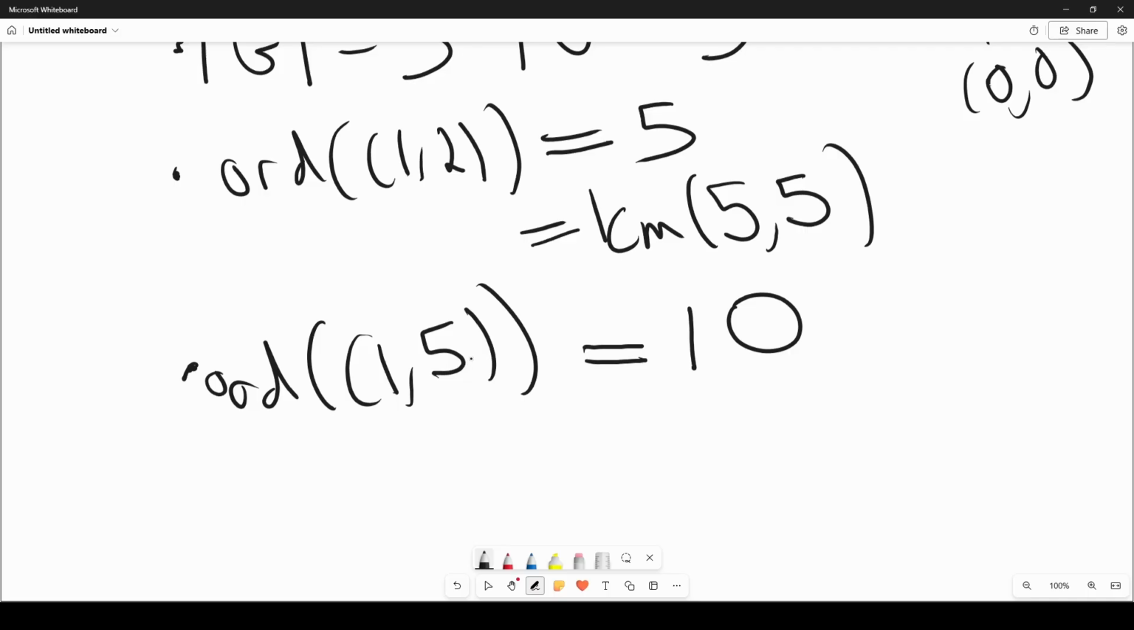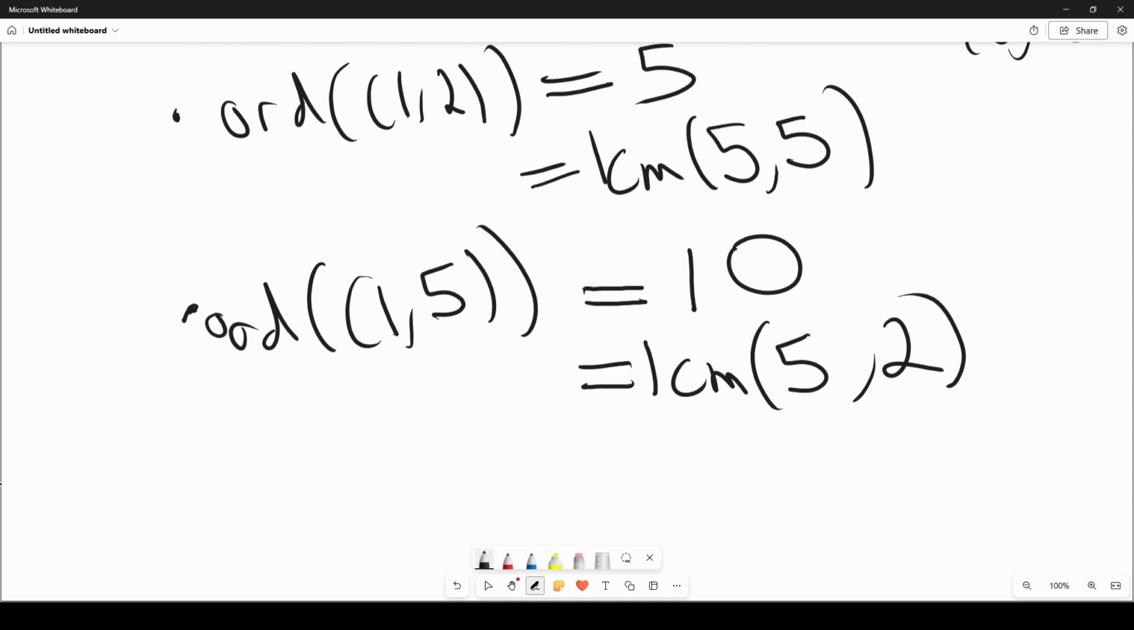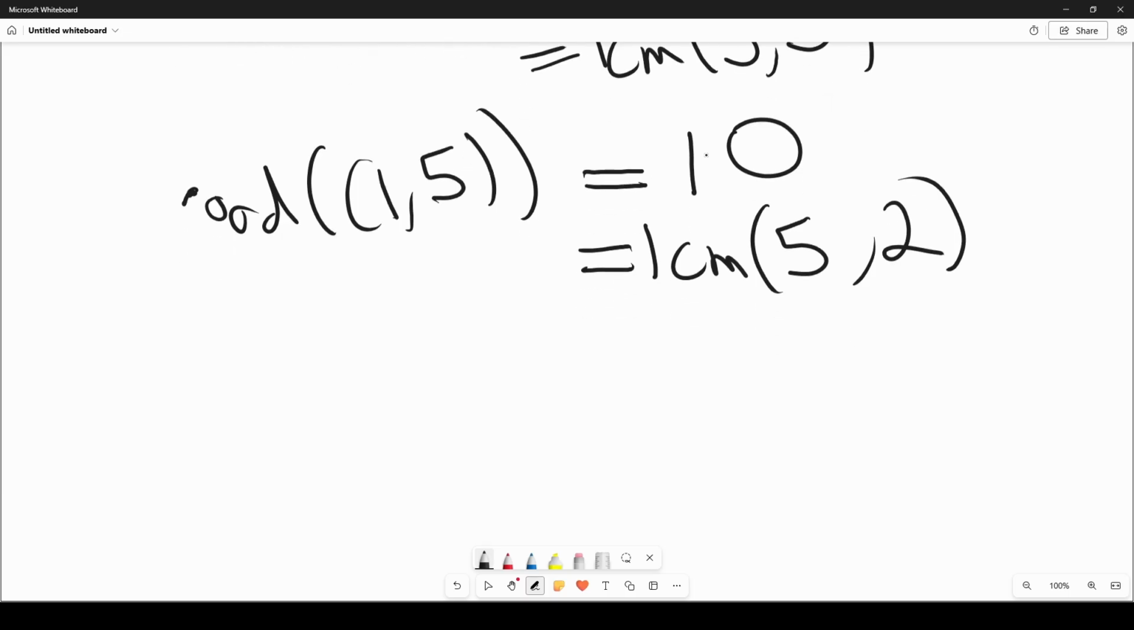So if you do it 5 times, 2 doesn't go into 5, so it's not going to be 0, whereas 1 does have order 5. And we see that in particular, this is the least common multiple of 5 and 2, where 5 is the order of 1 in Z mod 5, and 2 is the order of 5 in Z mod 10, because 5 plus 5 is 10. So hopefully this fact of getting the order of any element should be relatively clear.